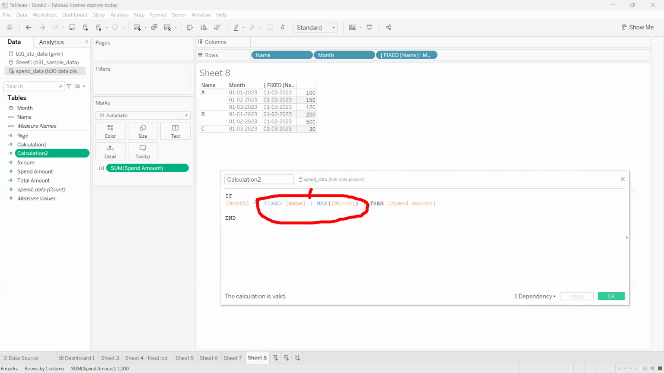Now this fixed LOD depends upon which dimension? The name dimension only. It will not depend upon the other dimensions which you are using in the sheet. In the sheet, I'm using the name dimension and the month dimension also. But my fixed LOD will directly go to the name dimension, go to the first person, and fix the maximum month. So what is the maximum month for this person? This one only. It won't bother about this month dimension here.